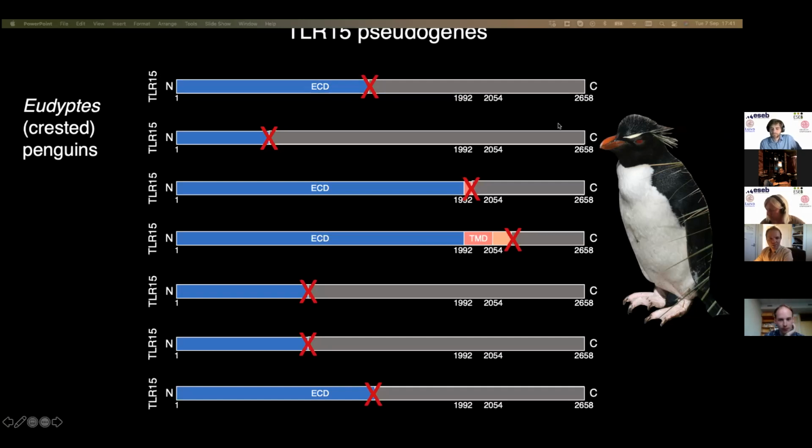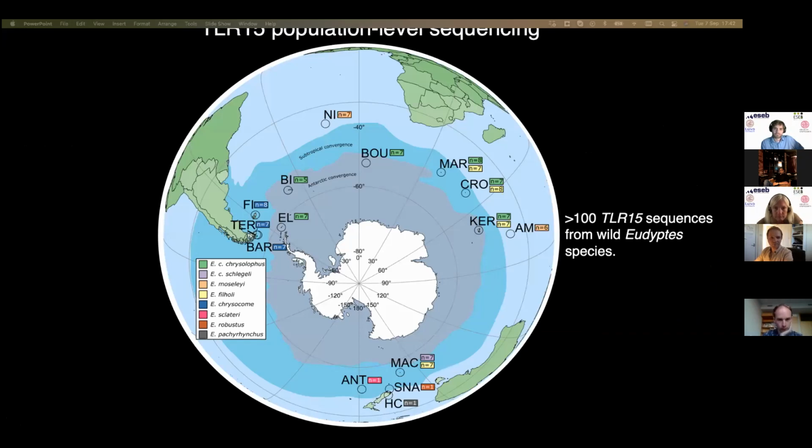But the strange thing was that the pseudogene-causing mutations were often different in different species, and they were distributed all across the coding sequence of the gene. So this implies that TLR15 is not only a pseudogene in the Eudyptes penguins, but that it has been independently pseudogenized several times. And this would be highly unusual in a single genus. So I investigated that a bit further.